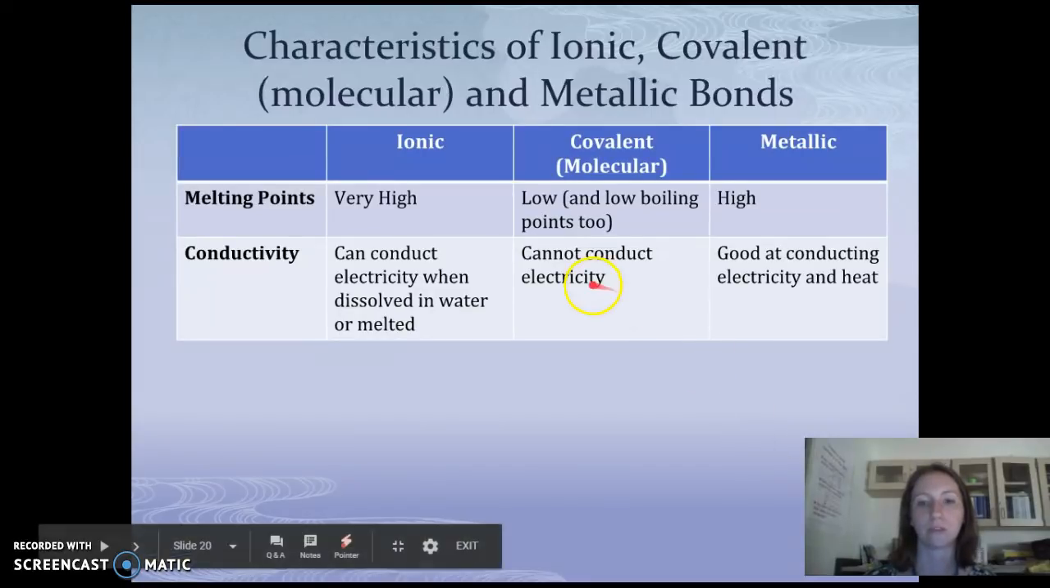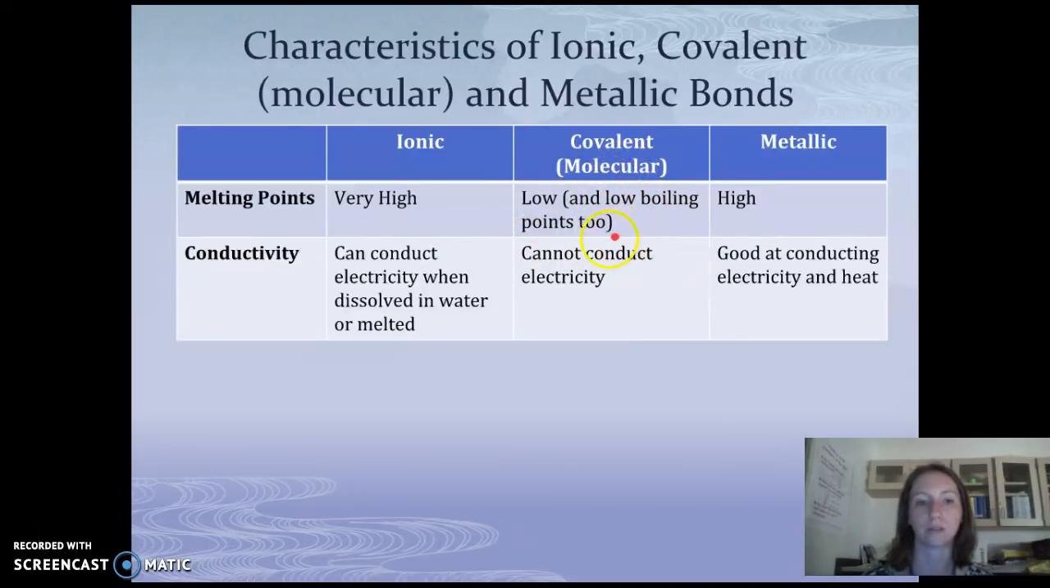Alright, the melting points can be very high with ionic and metallic bonds. They tend to be lower with covalent bonds. For conductivity, ionic compounds are good conductors of electricity when they're dissolved in water, when you have compounds like sodium chloride, like table salt, in water. Covalent bonds tend not to be good conductors. Those are the nonmetals, not very good conductors of electricity. And the metallics, obviously, are very good conductors.